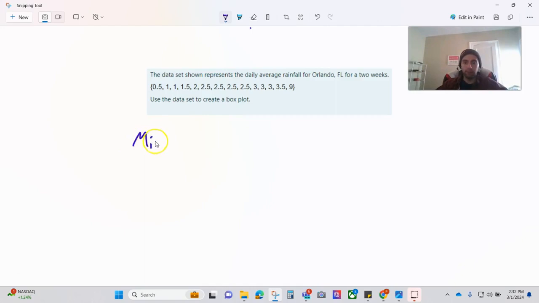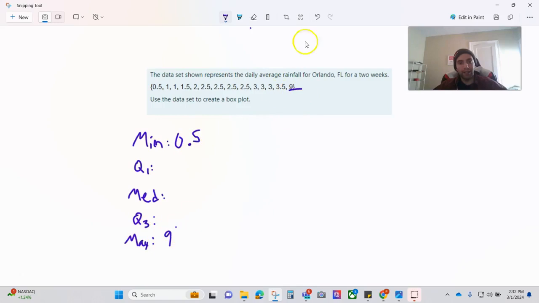So we need the minimum. We need the maximum. We need the median. And we need both of these quartiles. Quartile 1, which is the middle of the bottom half, and quartile 3, which is the middle of the top half. The minimum is here, 0.5. The maximum right there is the number 9.